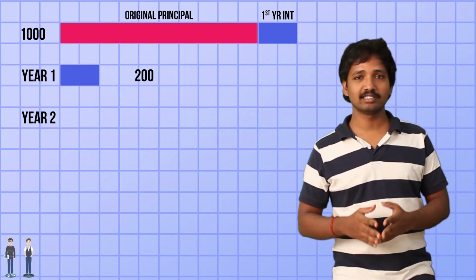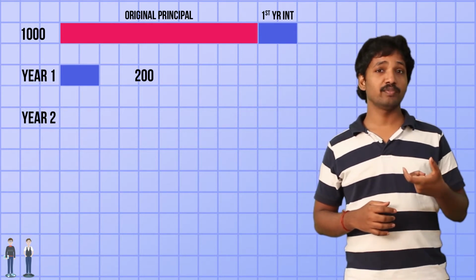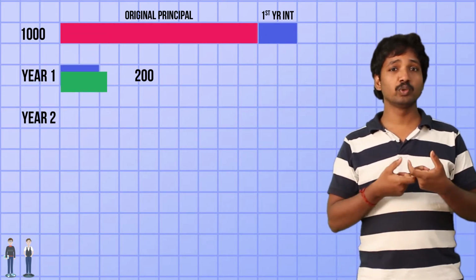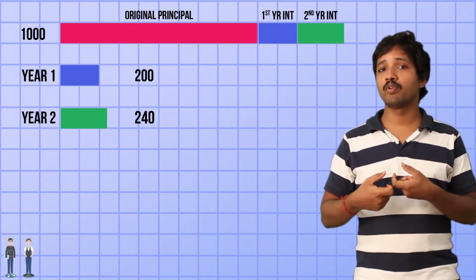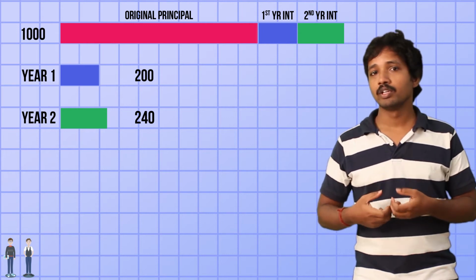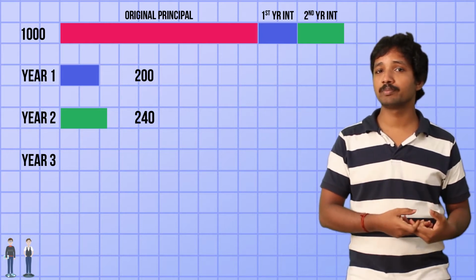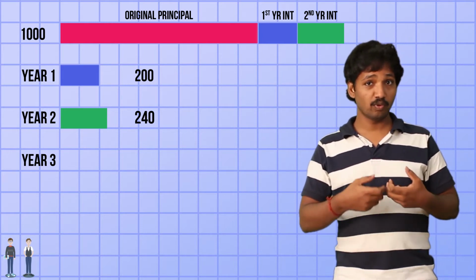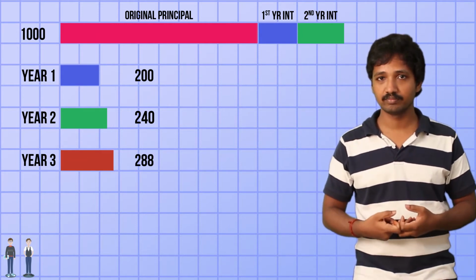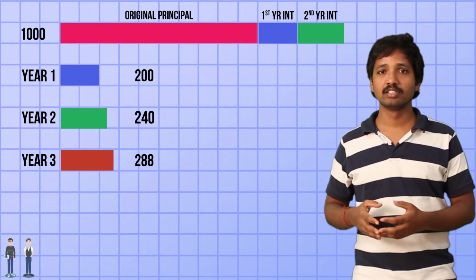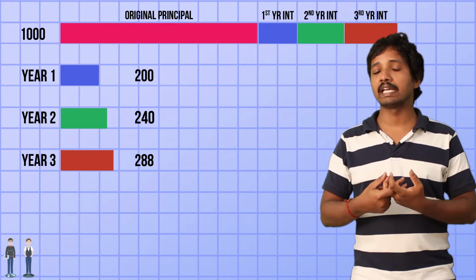For the second year the same technique will apply. The opening principal is 1200 and if you add 20% of 1200, that is 240, the total amount will come to 1440. This 1440 will be taken as the third year's opening principal. Again 1440's 20% is 288. So at the end of the third year the total amount would be 1440 plus 288.